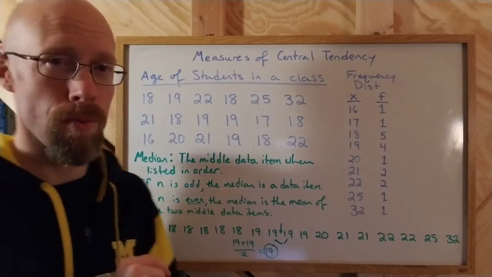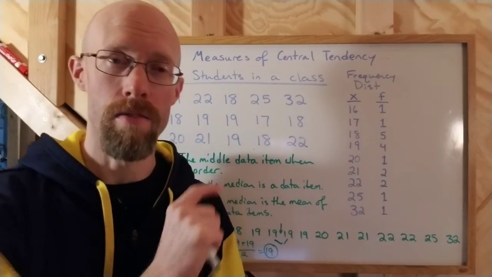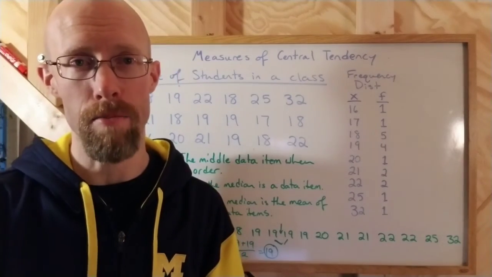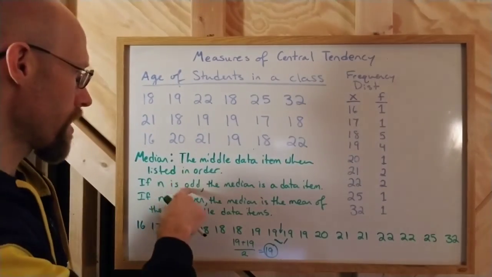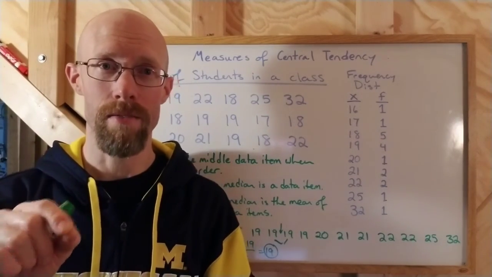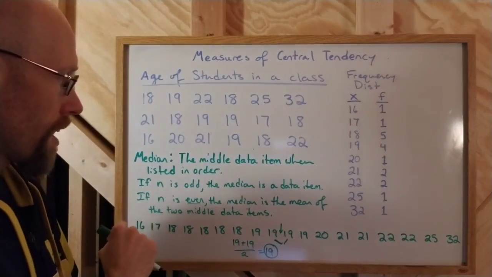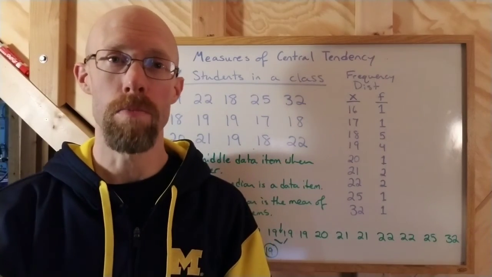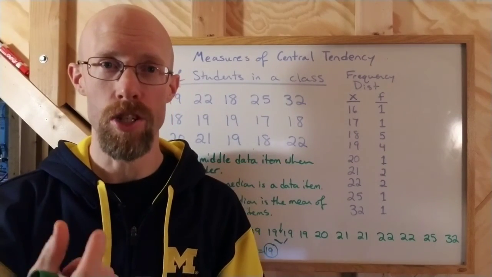But again, it's different whether it's an even number of data items versus an odd number of data items. So with an odd number of data items, the median is actually the data item in the center. If it's an even number of data items, it's going to be the mean of the 2 in the center.